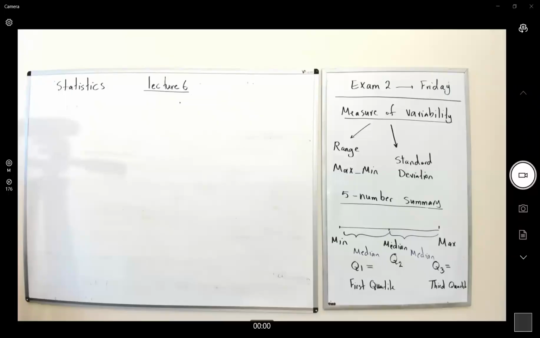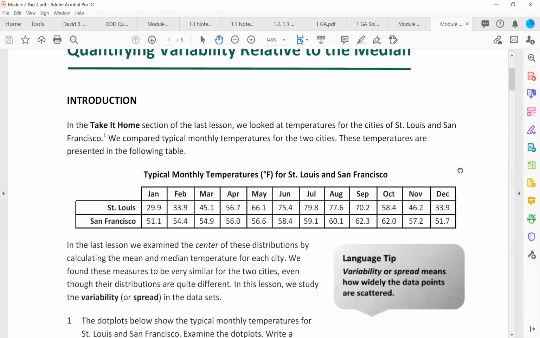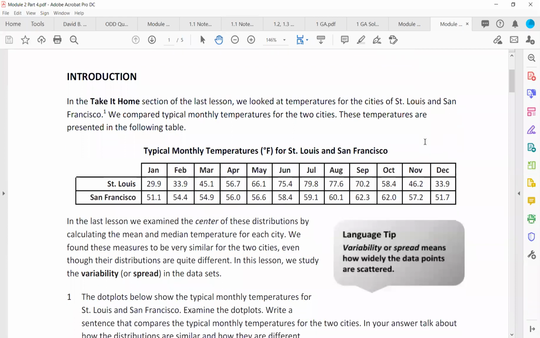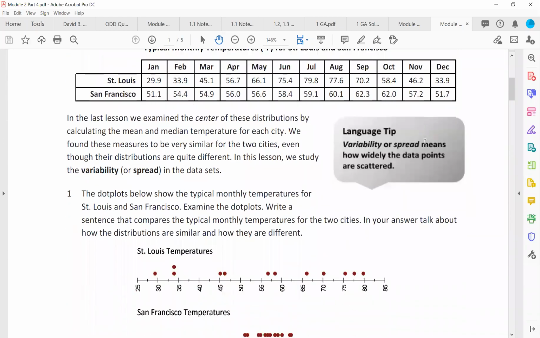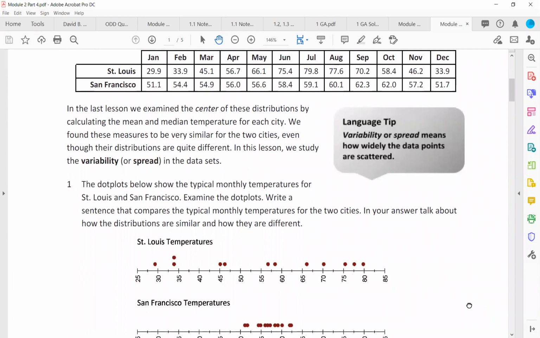Okay, let us go over one example. So here we have an example of typical monthly temperatures for San Luis and San Francisco. These data collection are listed here. Our goal is to find the range and also the 5-number summary for these collections. Well, first let's take a look at the dot plots to see the behavior or to find any pattern in our collection.